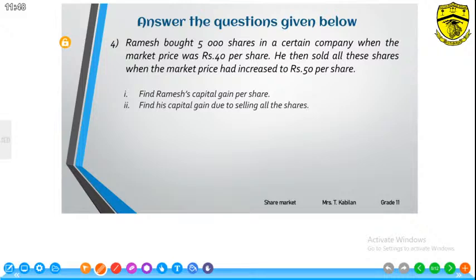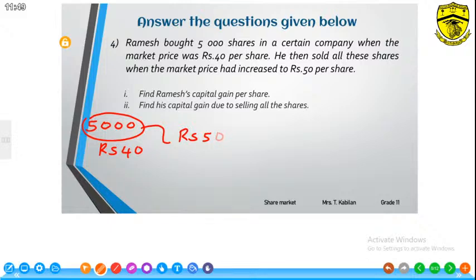Question number 4. Ramesh bought 5,000 shares in a certain company when the market price was rupees 40 per share. He then sold all these shares when the market price had increased to rupees 50 per share. So from this question we may write the data. Ramesh bought 5,000 shares in a certain company when the market price of each share was rupees 40, right? Okay. Then he sold all 5,000 shares to another investor when the market price increased to rupees 50, right?